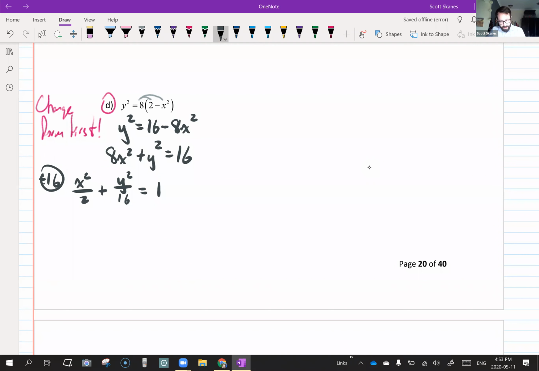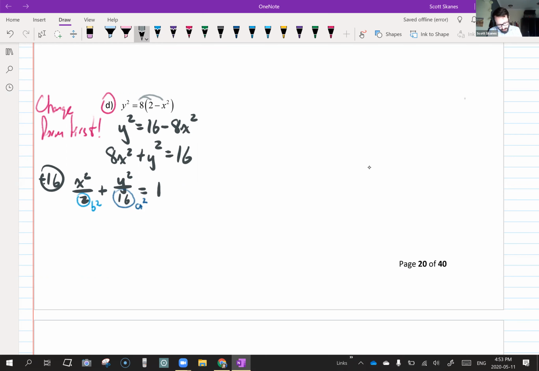So what do we have here? Let's see. Where is our a? Which one is a? Or a squared? 2 or 16? Or in other words, which one's bigger? Yeah, 16. Okay. This is our a squared. That means that this other one, the smaller one, must be our b squared. That is not the same as it was before. A is always the biggest one. That means this is stretched this way, which I told you was going to be anyways.